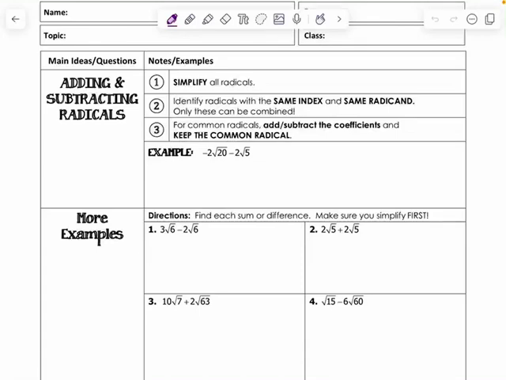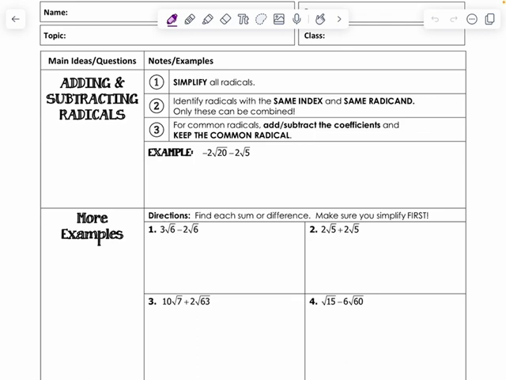Good afternoon. You have completed your warm-up through Delta Math. And now we are going to take notes on adding and subtracting radicals. So if you could turn with me to page 7, we're going to take some notes.